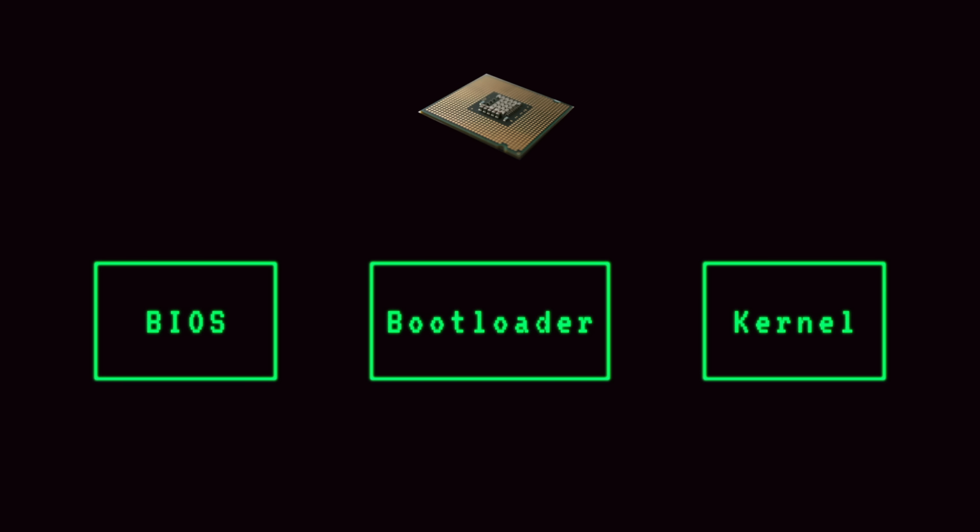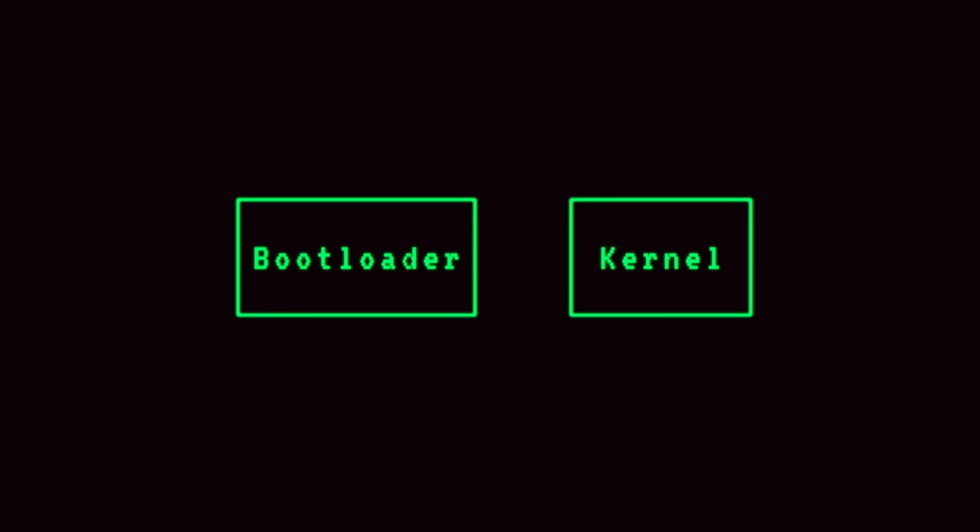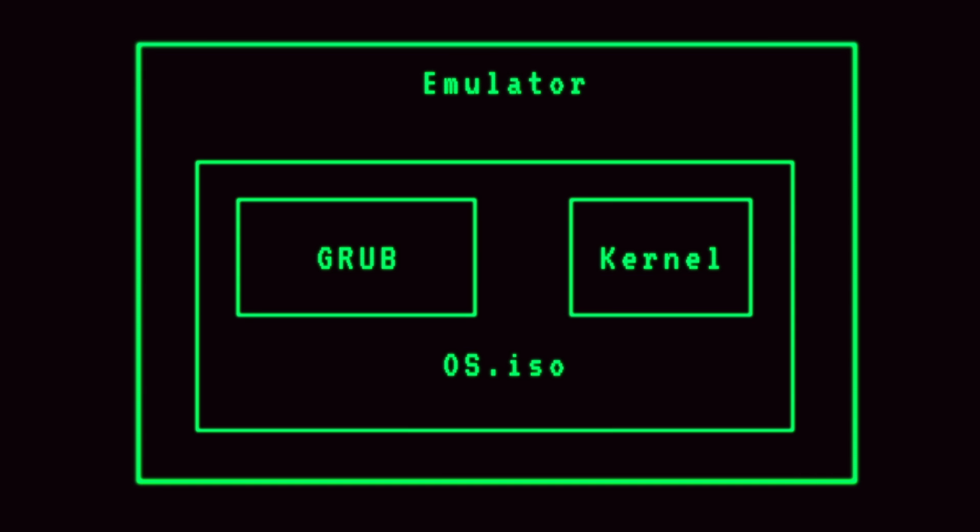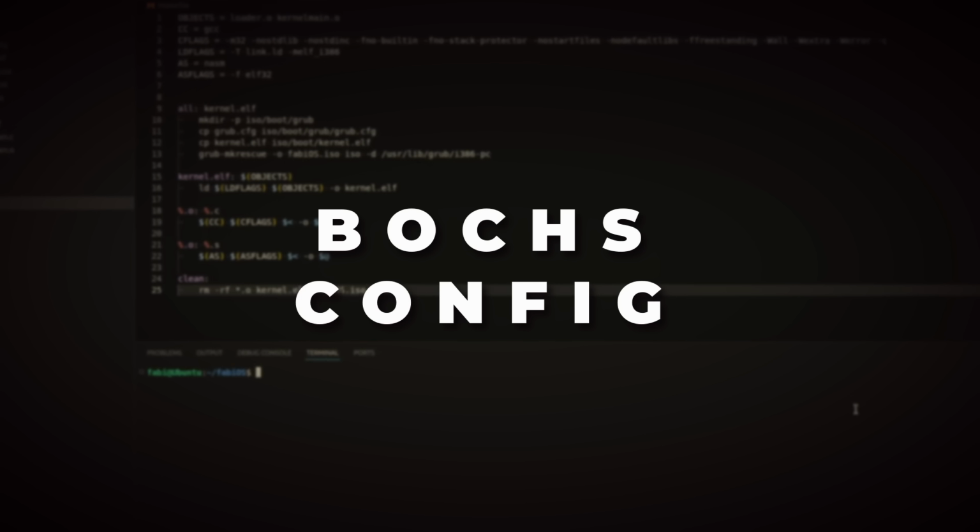What we have to provide to run our kernel is a bootloader and a kernel binary. As we've seen in the installs, we use GRUB as a bootloader. So we pack GRUB and our kernel into a bootable ISO file. Once we have that, we can use an emulator to boot from this ISO file. We already installed an emulator, namely Bochs. Moving on, let's configure Bochs.